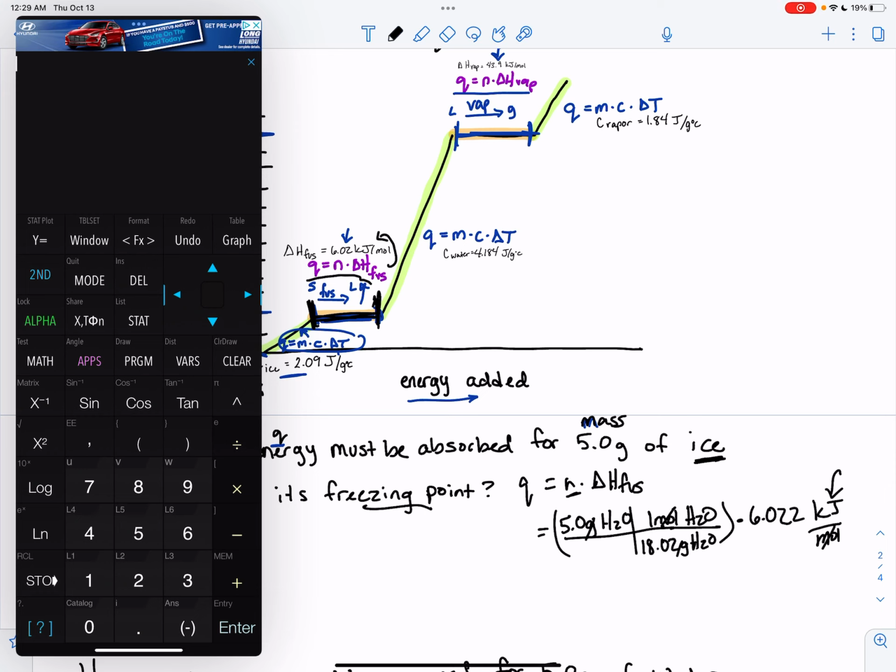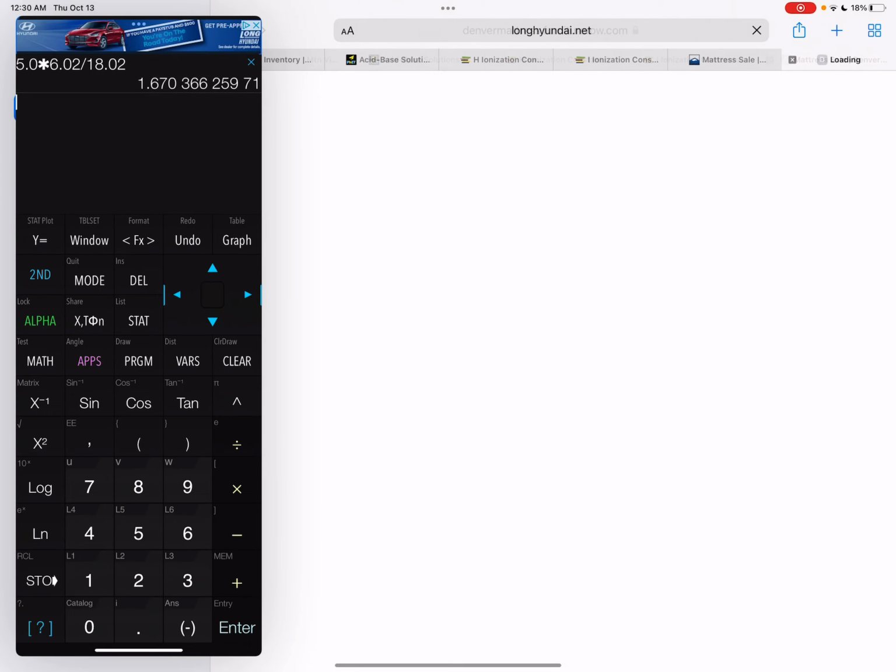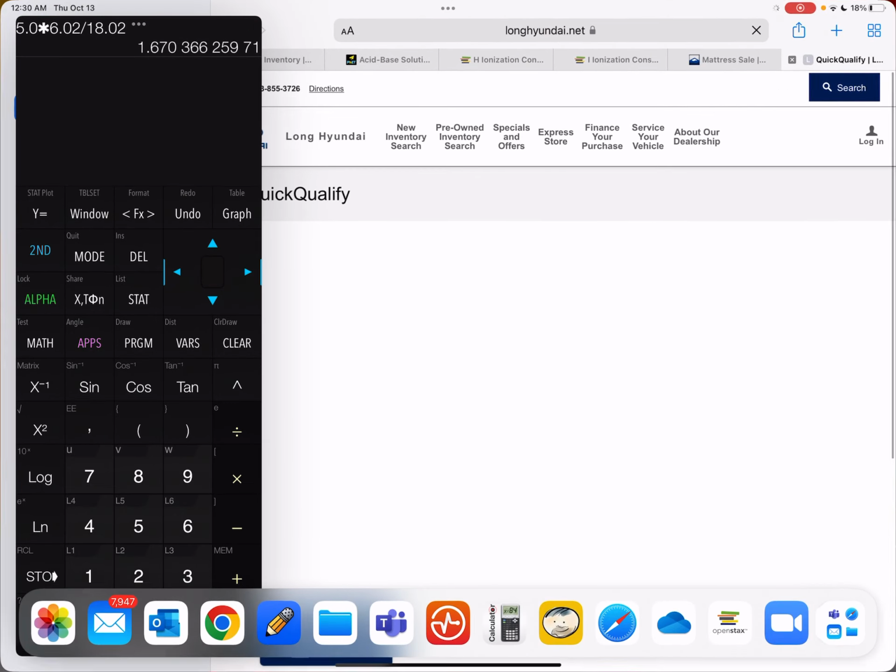I like to go across the top, so I've got 5.0 times the understood 1 times 6.02. It's 6.02, not 6.022. Whoops, 6.02. And then divided by 18.02. So that gives me 1.7, and this has 2 sig figs, so 1.7 kilojoules.